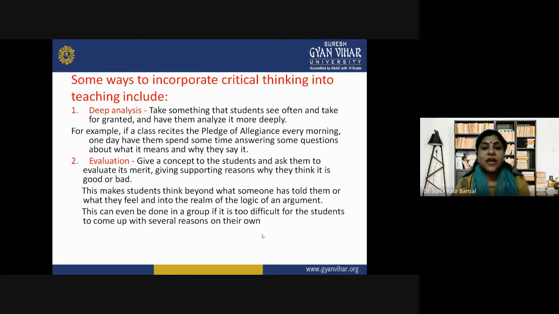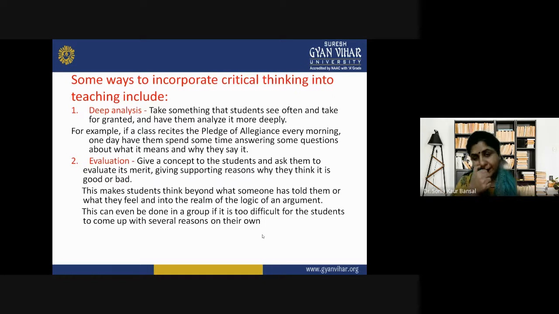So first of all, we have taken the point that is deep analysis, and this is like taking something that students see often and take for granted and have them analyze it more deeply. For example, if a class recites the Pledge of Allegiance every morning, or maybe the class is singing a prayer every day in the morning, one day have them spend some time answering some questions about what it means and why they do it every day.